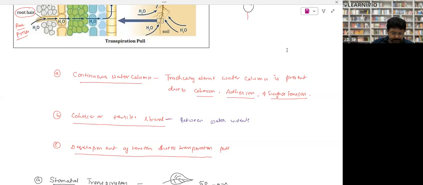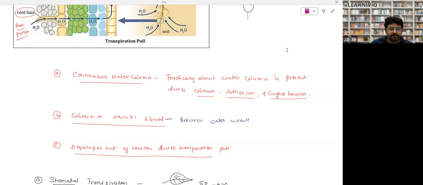Cohesion, adhesion, and surface tension keep the water in place.